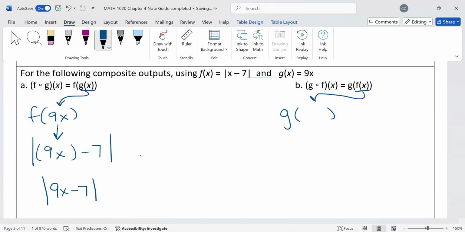All right. Second part, we plug in f of x. So that's going to be the absolute value x minus 7. I write g with the big set of parentheses where the x is, and plug in that expression. So if I drop the parentheses, I can't distribute the 9 inside there. So that's all we can do at this point.